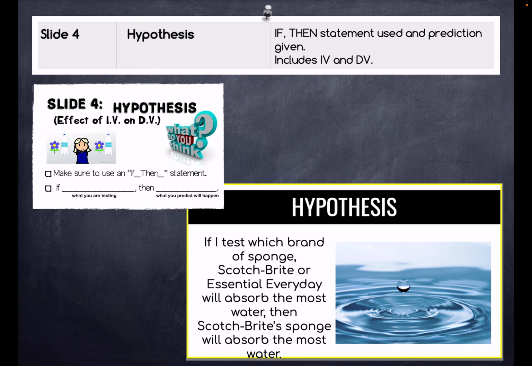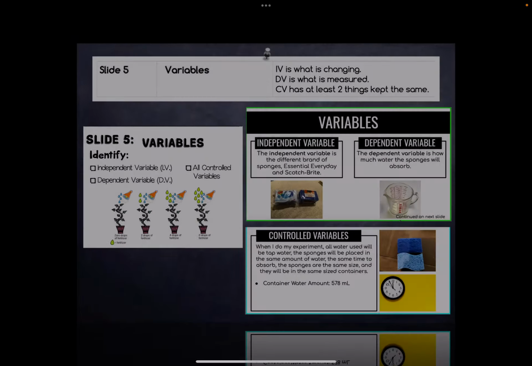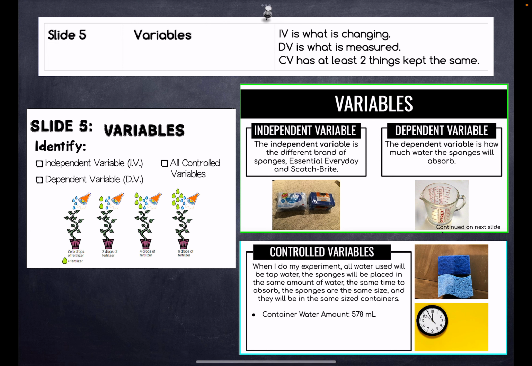So the if part is literally just repeating your question. If I test which brand of sponge, Scotch-Brite or Everyday, will absorb the most water. This was her scientific question. She just copied and pasted it after the if. The then is your prediction.